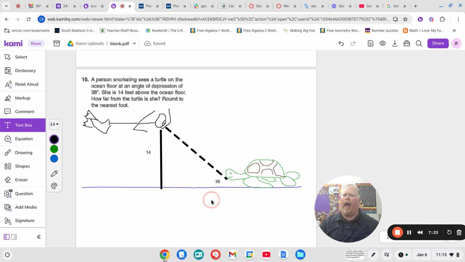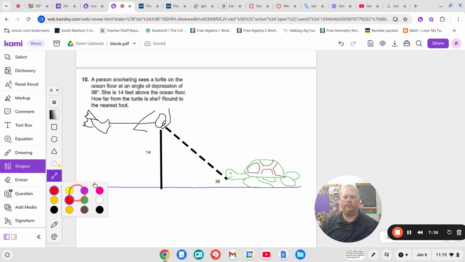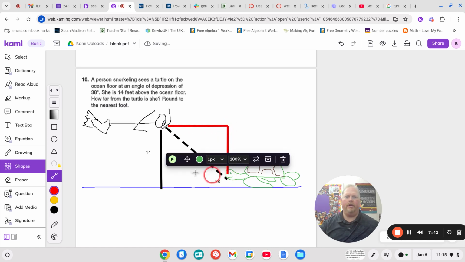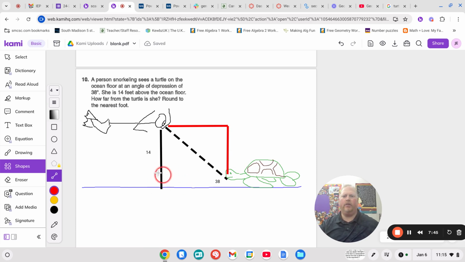And you're like, whoa, how does that make any sense? Because it's angle of depression. That 38 is looking up. If it helps, we can create a different triangle. If we want, we can draw the triangle up instead of down. In which case, we can go ahead and do the same thing.